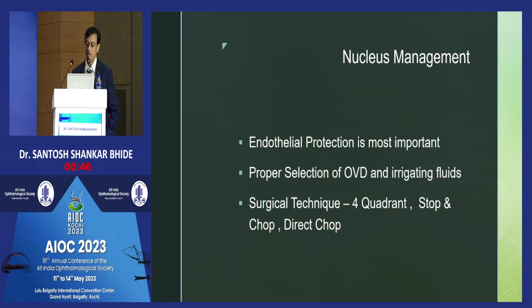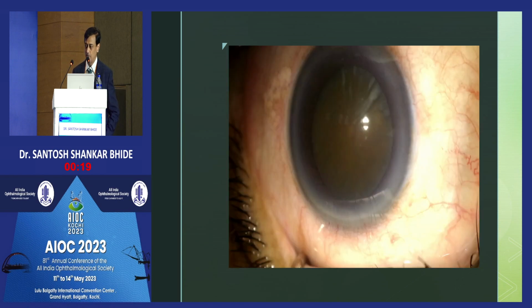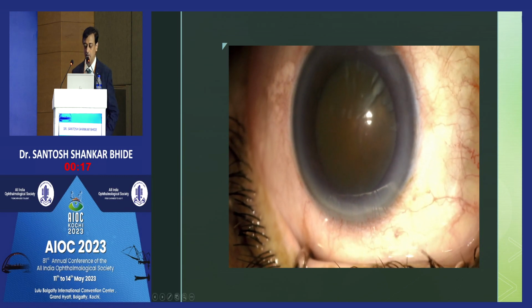The next step is nucleus management. During nucleus management, endothelial protection is most important. So proper selection of OVD and irrigating fluid is a must. There are various techniques: 4-quadrant, stop and chop, direct chop. Whatever works best in your hands, do it. There is a tendency that we go to conferences and see stalwarts operating and talking about direct chop, this chop, choo-choo chop and everything. But whatever works best in your hands, do it. I think stop and chop is the best technique which everybody can do.